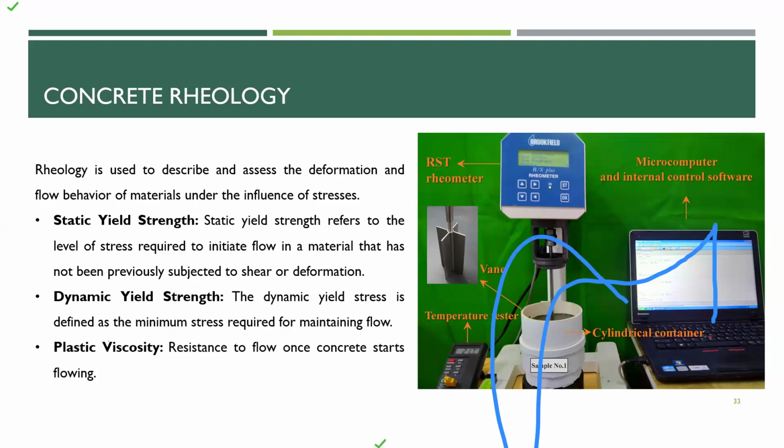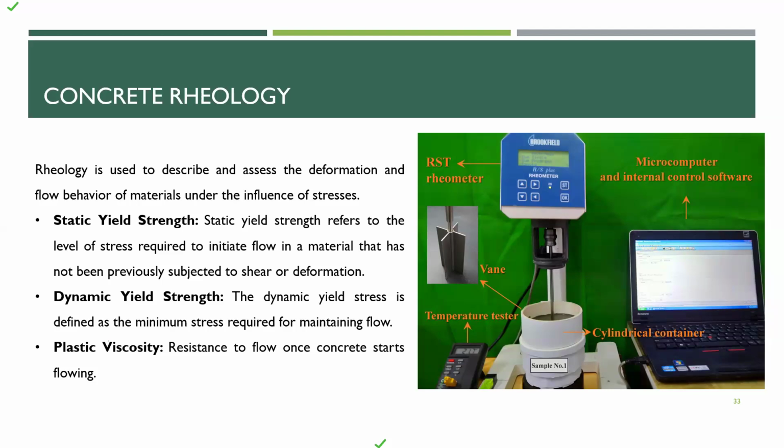So static yield strength is the stress required to initiate flow. Dynamic yield strength is the minimum strength required to maintain the flow. You all know that if you have to move something, you have to apply more force. But when a material starts moving, then you don't have to apply a lot of force. So obviously, dynamic yield strength will be a little less than the static yield strength. It is important for flowability, pumpability, and extrudability. It should be extrudable as well.